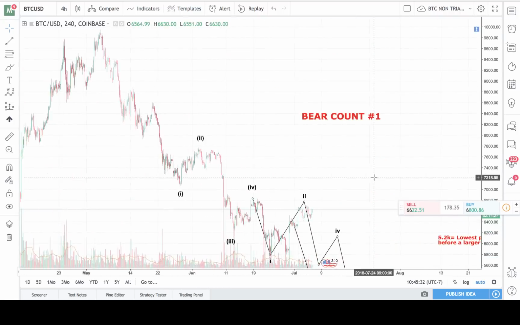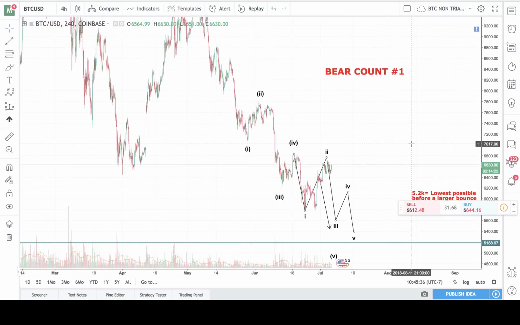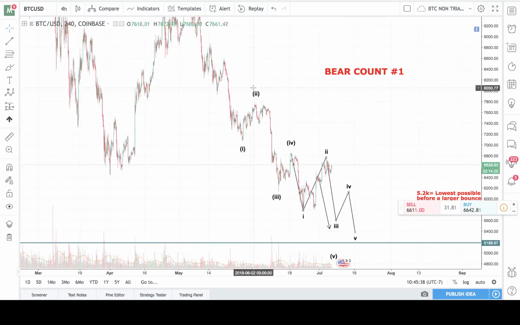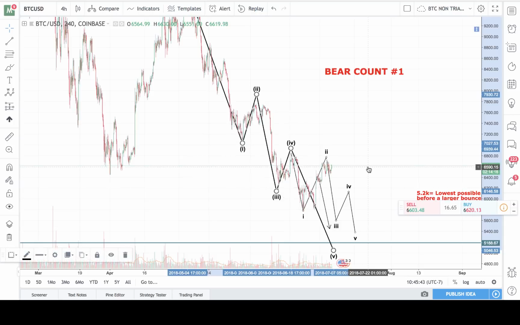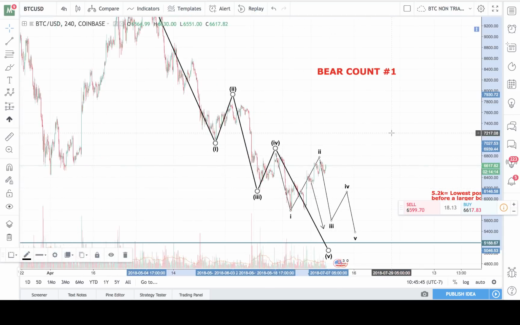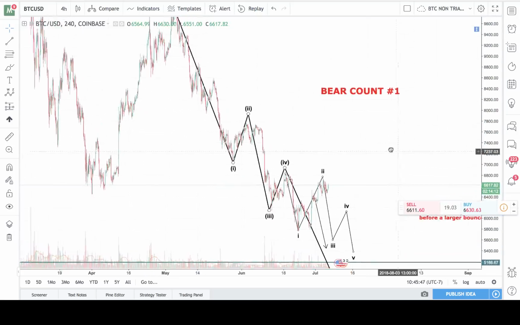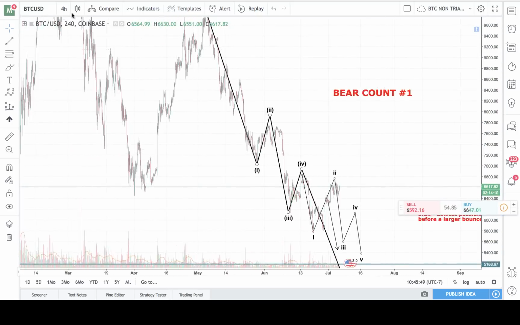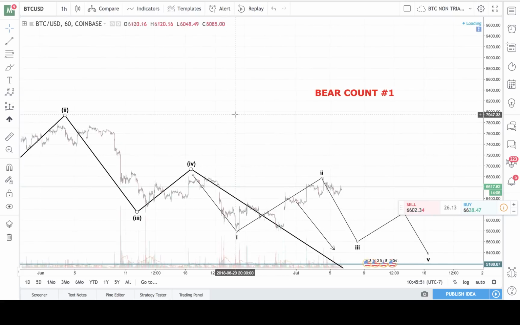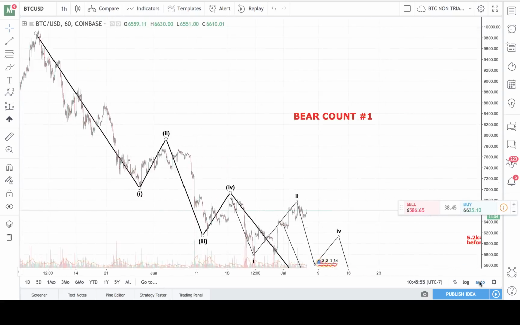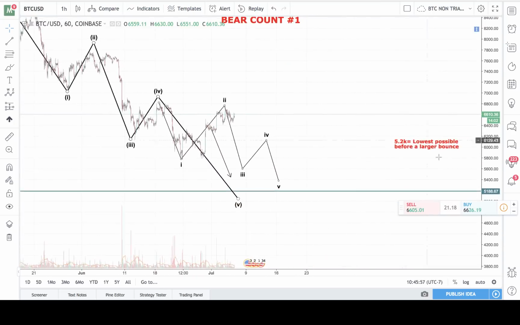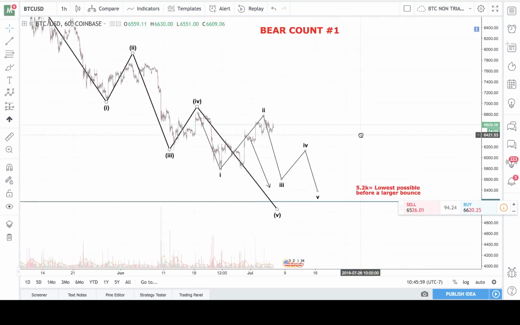So if we zoom in here, the original bearish count that I had, this is the bear count 1. This was my primary bear count for a while. However, based on the action here, I'm starting to become a little bit doubtful about it. In this particular bearish scenario, we had an absolute low of 5.2K that we could go to. We could not go lower than this 5.2K level, and this is where things get a little tricky here.